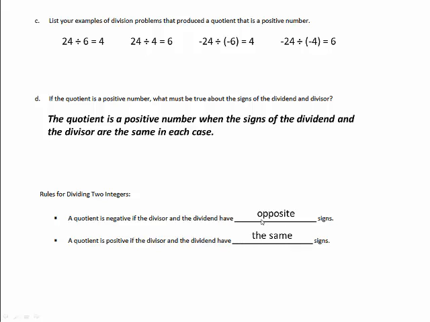These are the same rules we came up with for multiplying. Since multiplying and division are inverses of each other, they're opposite operations, then that makes sense. The same process or the same rules apply for both multiplication and division.